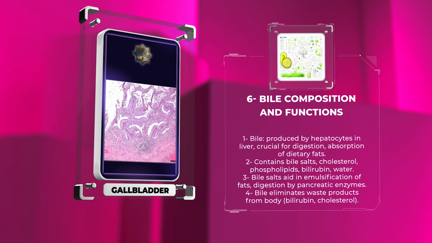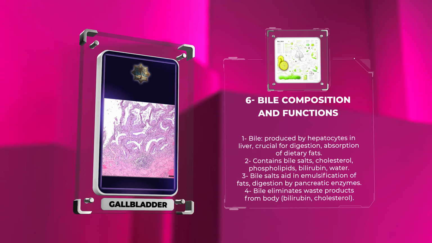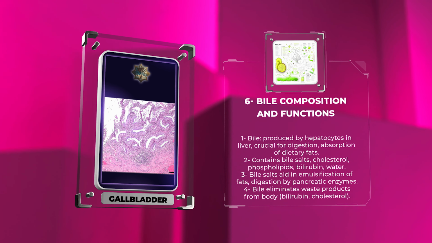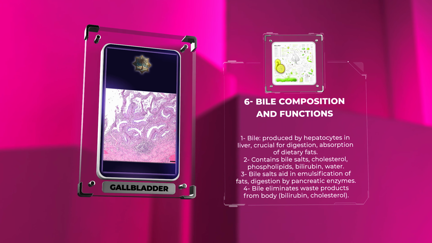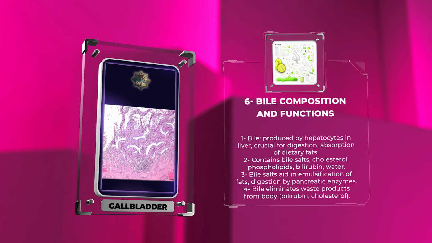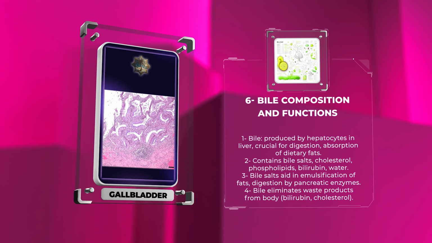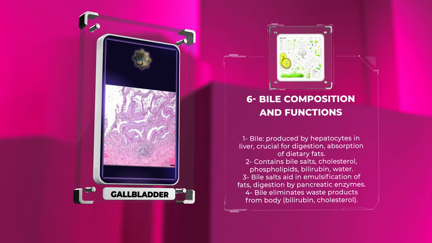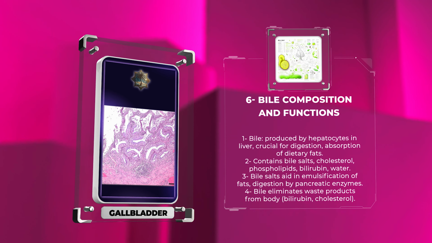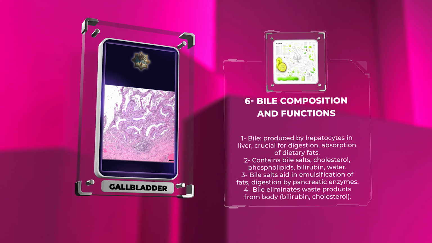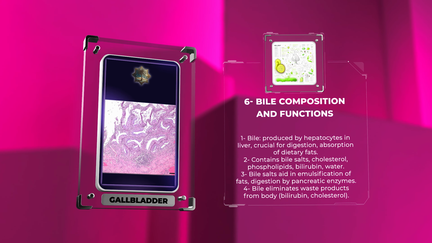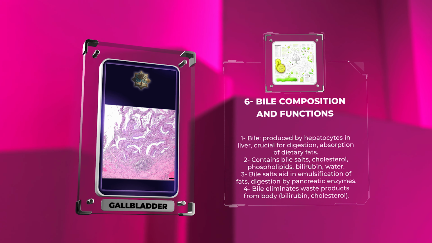Bile, produced by hepatocytes within the liver, plays a crucial role in digestion and absorption of dietary fats. It contains various components, including bile salts, cholesterol, phospholipids, bilirubin, and water. Bile salts, synthesized from cholesterol, aid in the emulsification of fats and facilitate their digestion by pancreatic enzymes. Additionally, bile serves as a vehicle for the elimination of waste products, such as bilirubin and cholesterol, from the body.